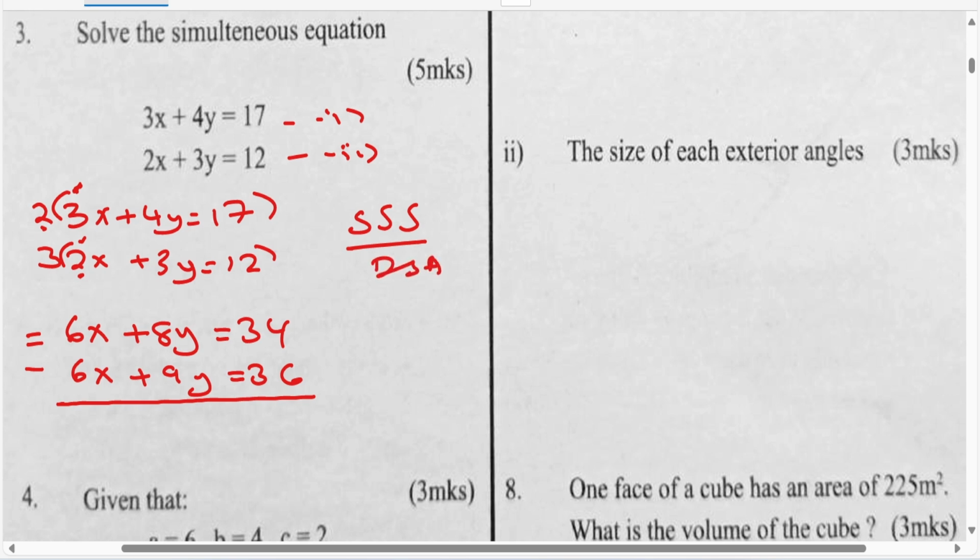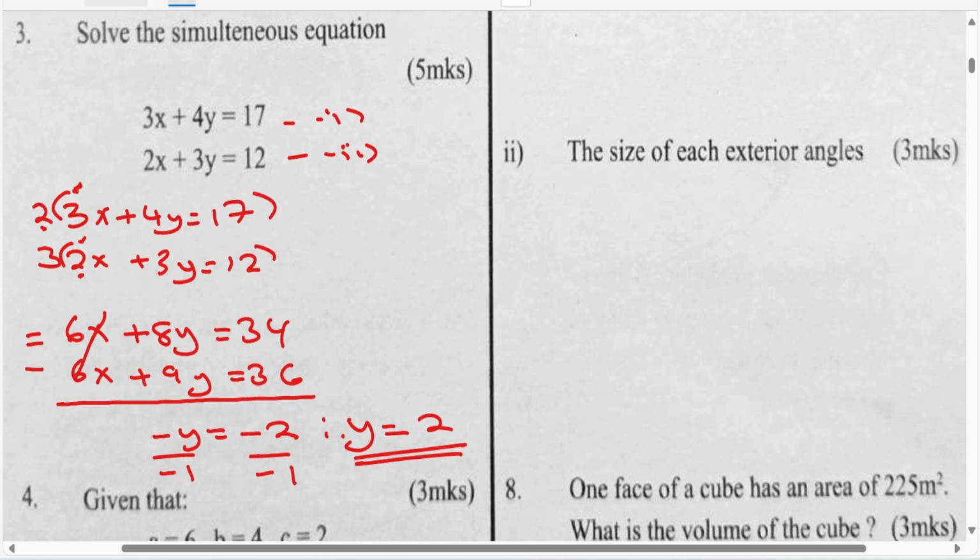So you subtract, 6x gets cancelled out. 8y minus 9y gives you minus y, and 34 minus 36 gives you minus 2. So divide by -1, divide by -1, so that you get your y to be equivalent to positive 2. Negative 2 divided by negative 1 ni positive 2. Sawa. So tushapata y, bado nini?